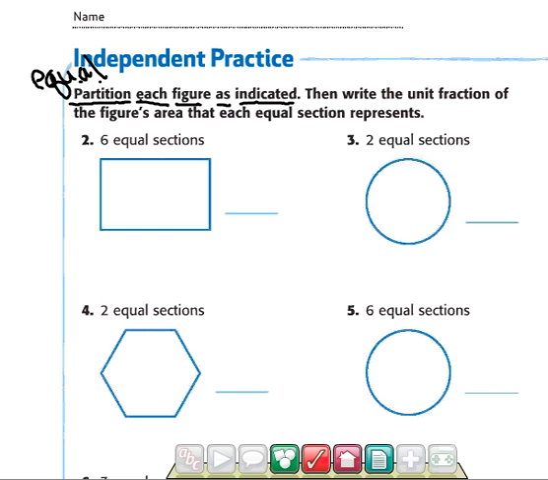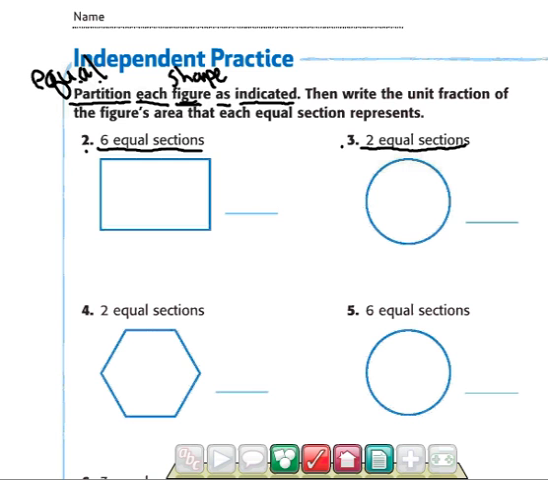There's that word each. That means we're going to look at every figure. Figure means shape. As indicated. That means they want you to look at the description here. That's what it means as indicated. So we're going to look at these descriptions, and we're going to separate them into what these descriptions tell us to separate them into.